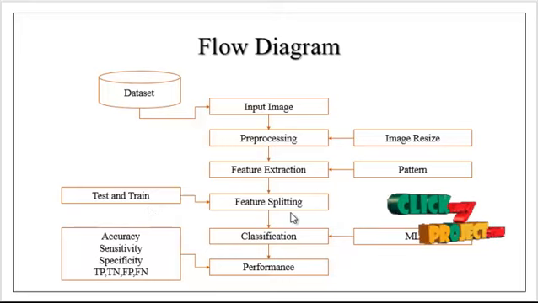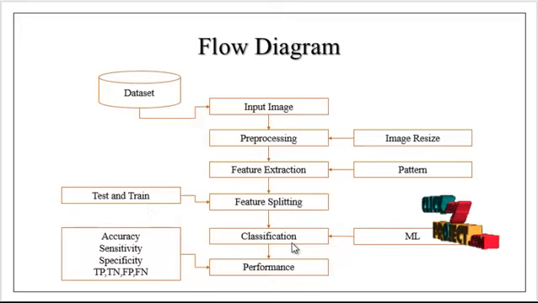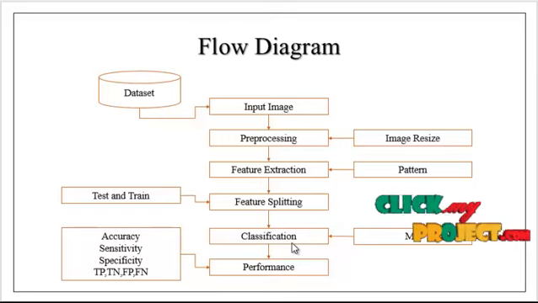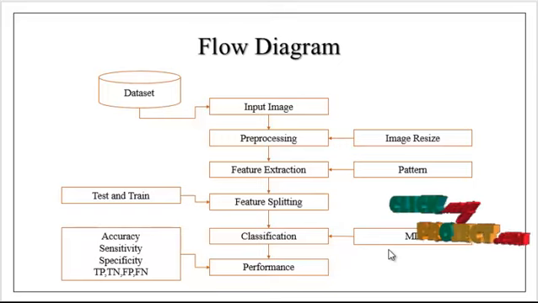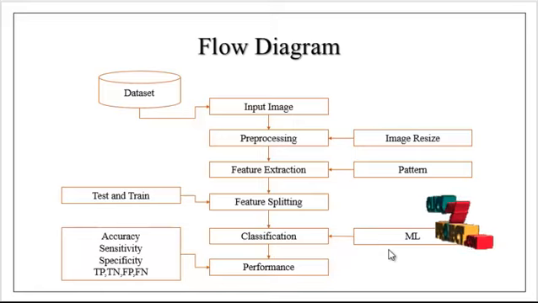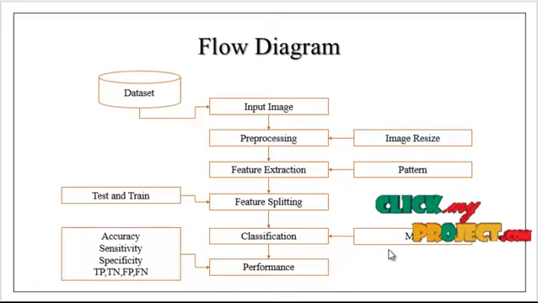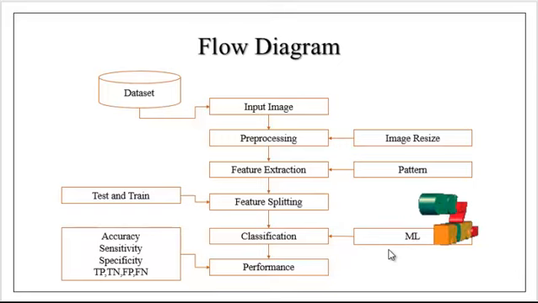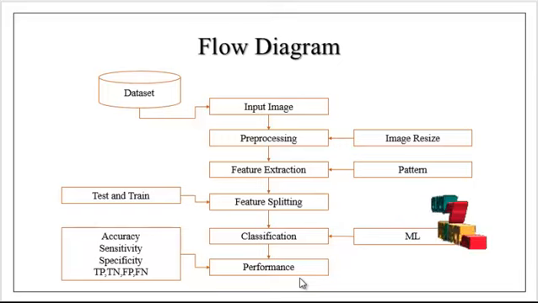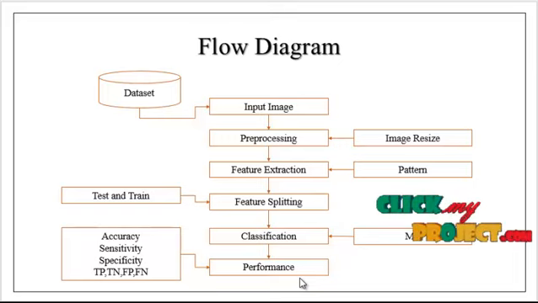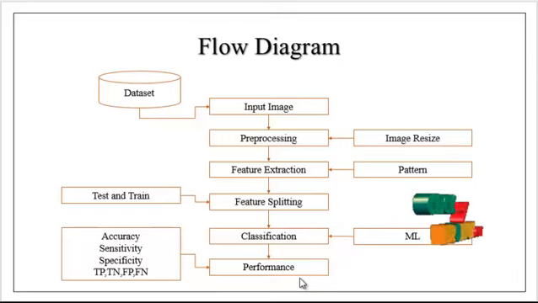After the splitting of the features, we move to the classification. In this classification, we are using machine learning techniques to classify the species of the animal. If the species of the animal is recognized as species 1, the result will be displayed as species 1. Likewise, it will classify each and every species in the dataset. After this classification, we do the performance estimation. In this performance estimation, we estimate the performance like accuracy, sensitivity and specificity based on parameters like true positive, true negative, false positive and false negative.